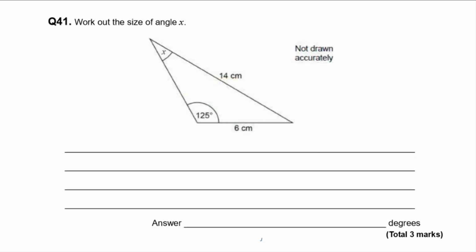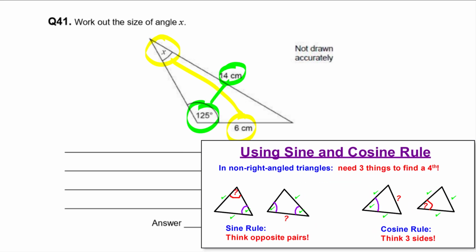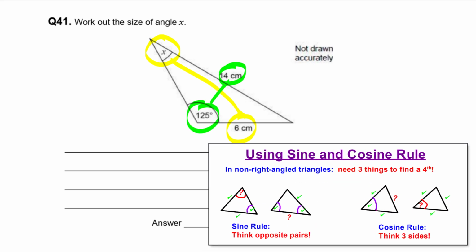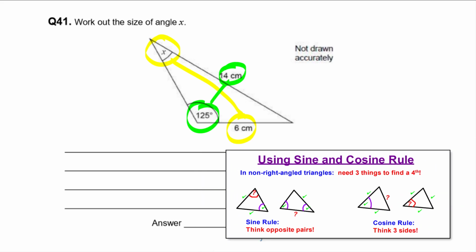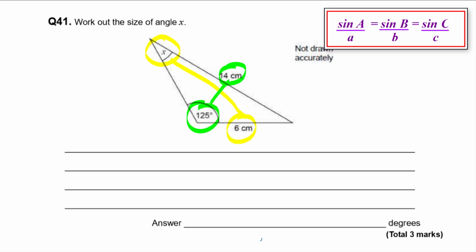Okay, question 41. Again, we've got opposite pairs going on here, look, this one matches up with this one, and this one matches up with this one. So if you're picking between sine rule and cosine rule, you know this is going to be a sine rule question, because it's about opposite pairs, and cosine rule isn't. Cosine rule is about three sides. We'll talk about that when one comes up. But this time I need to find an angle rather than the side.